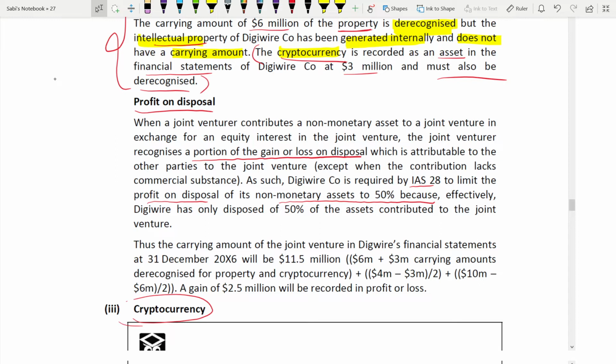So the non-monetary asset is limited to 50% because effectively Digiwire has already disposed of 50% of the asset contributed to the joint venture. So there are two partners, so everything is divided by two. So you cannot say they have disposed 100%. They can only dispose their proportion only, that is 50%.